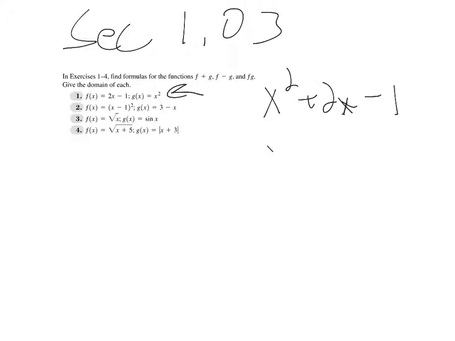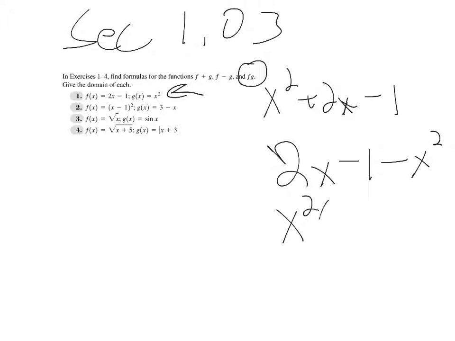For this one, x squared minus, actually I've got that backwards, don't I? It should be f, so 2x minus 1 minus x squared. And that domain will also be all reals. And if we're multiplying them, that's just going to be x squared times 2x minus 1, and that domain will be all reals. Yes, you could clean that up to 2x cubed minus x squared if you wanted to.